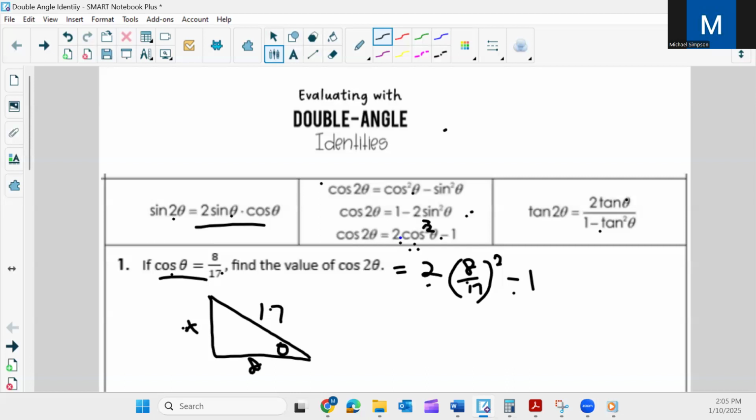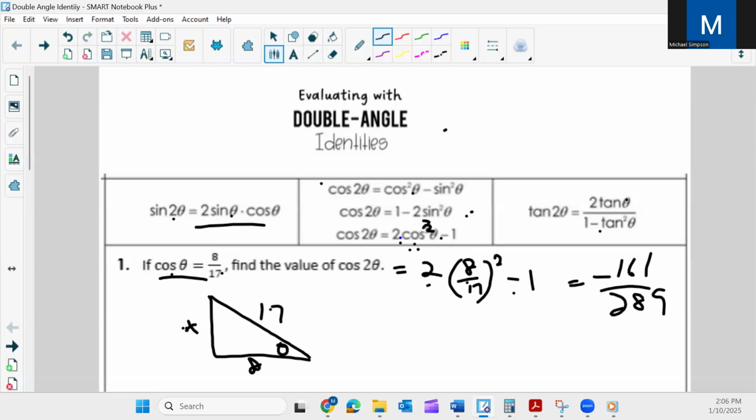You got it? What do you got? Negative 161 over 289. Yes. Which is negative 161 over 289. Ready? Pretty straightforward, guys. Just plug and play. Plug in that number. All right.